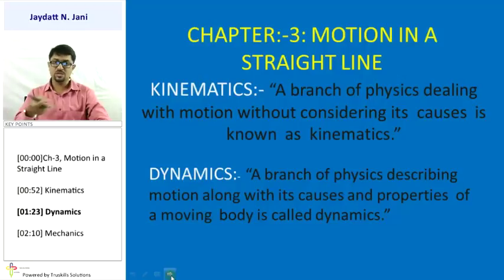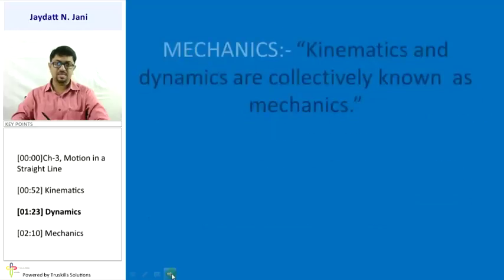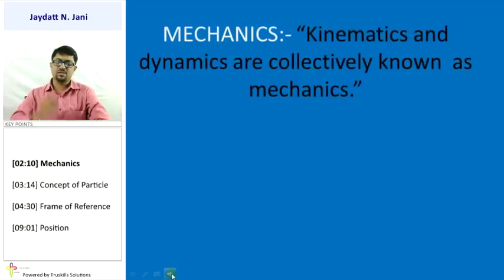For example, if a body is rolling on an inclined plane, what's the reason behind it? Is that motion rolling with slipping or without slipping? If there is motion on a circular path, or any kind of gravitational force or frictional force, and we think about its causes and properties, that part is considered dynamics. And the combination of kinematics and dynamics is called mechanics. Kinematics and dynamics are collectively known as mechanics.